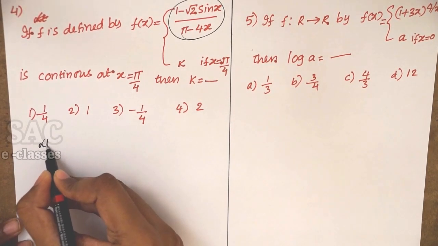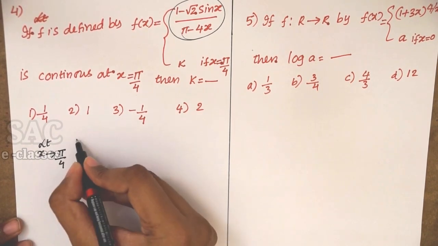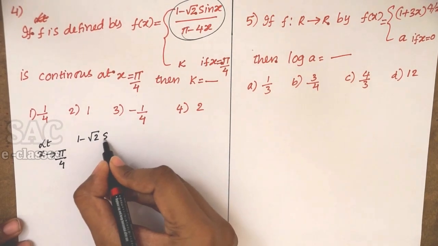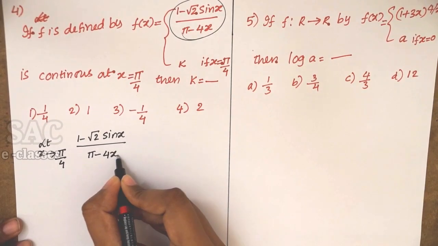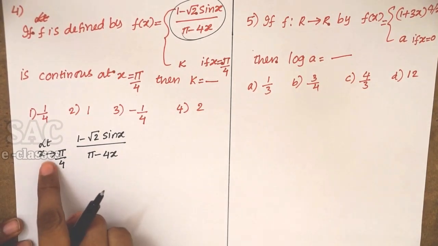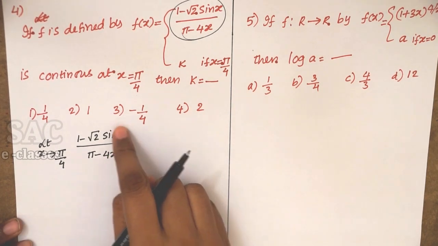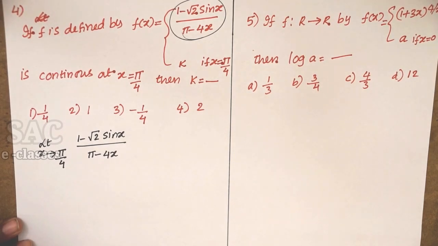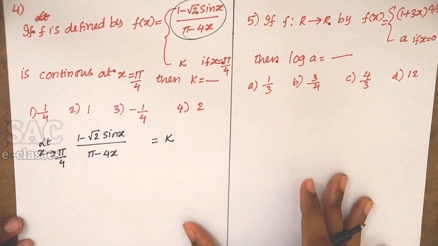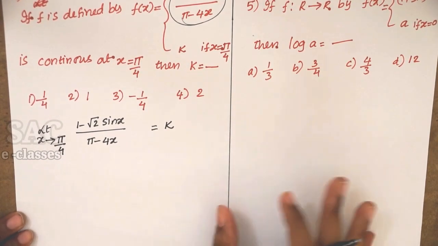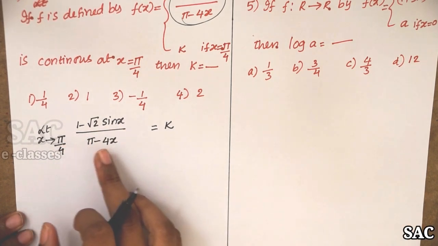How can we take it here? First of all, take the limit as x tends to pi by 4 of (1 minus root 2 sin x) by (pi minus 4x). If I substitute x as pi by 4, I will get 0 by 0, an undefined form. Then how to overcome this is simply with the help of L'Hospital rule.